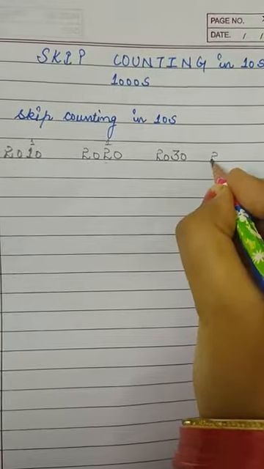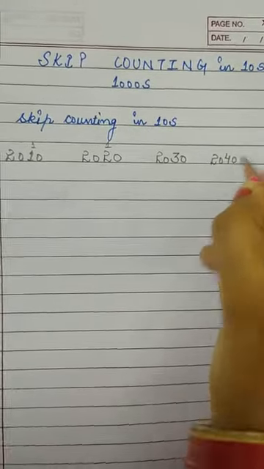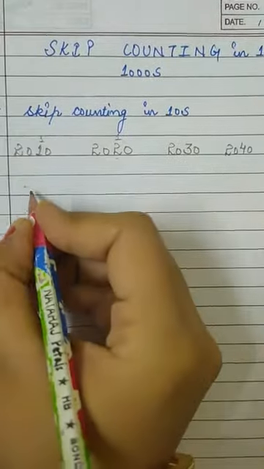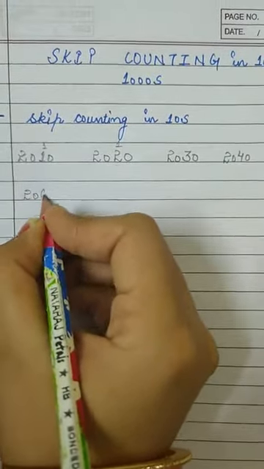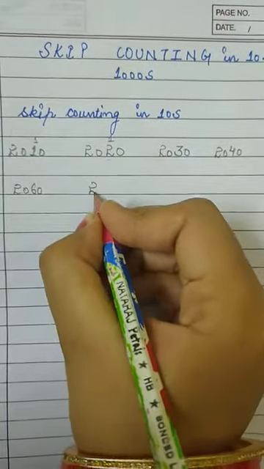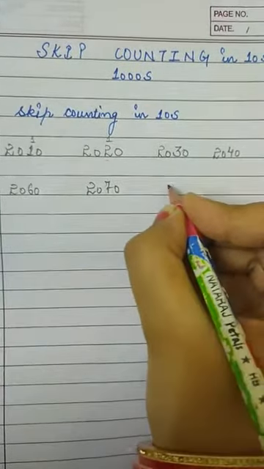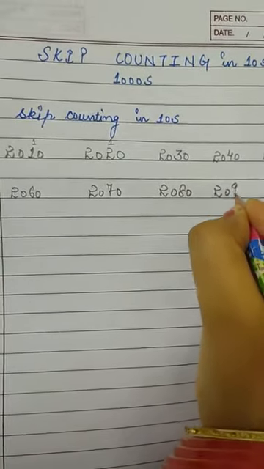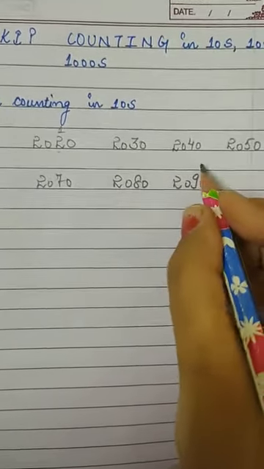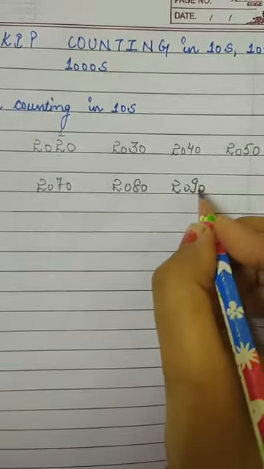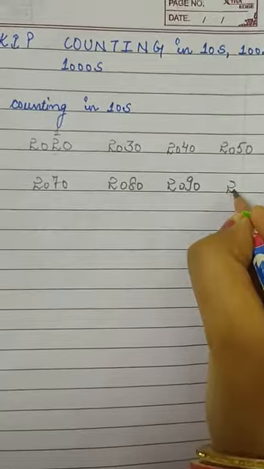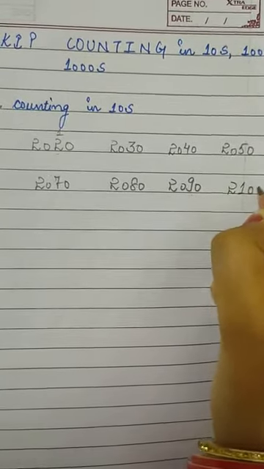After that, what do we get? We get 2040. Then 2050. Then 2060. Yes, 2070, 2080, 2090. When we add 1 in the tens place, meaning 1 to 9, what do we get? We get 2100, right?